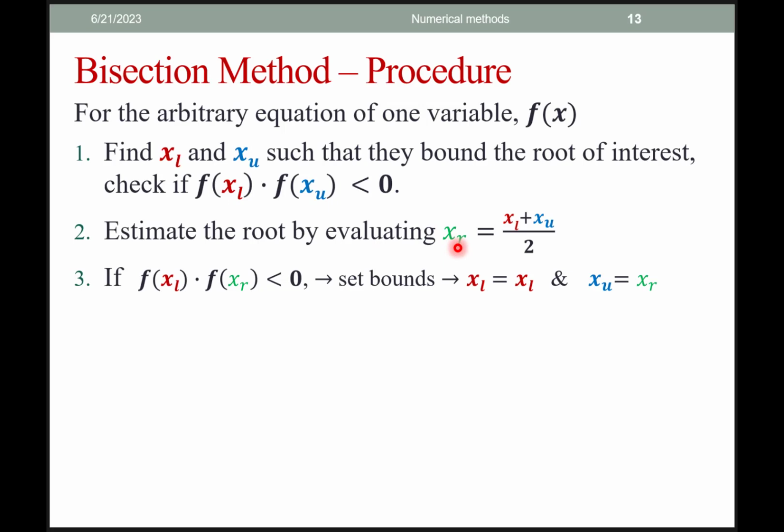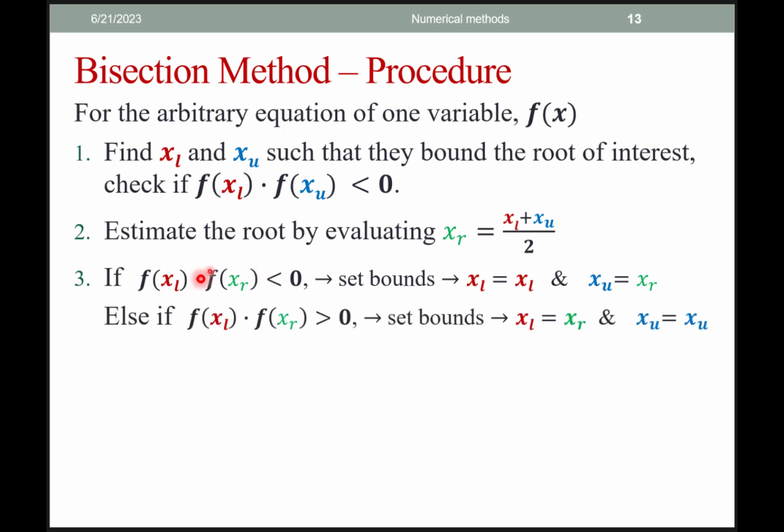Is it on the lower side or the upper side? To do that simple calculation, you do f of xl times f of xr. If you get less than 0, it means xl and xr are on opposite sides. So that means xl can remain the same, but xu is going to be my new xr. All right, so we update xu to be xr given this condition. If this condition is not true, then we check another condition, which is f of xl times f of xr is greater than 0. If it's greater than 0, it means they are on the same side. Therefore, I would update my lower bound, xl, to be xr. So that's what we see here. Update xl to be xr, and then xu, the upper bound, remains the same. If you do this multiplication and you get 0, it means what?